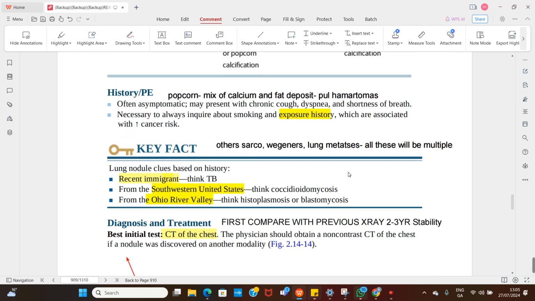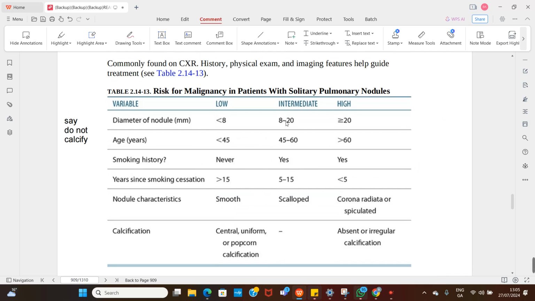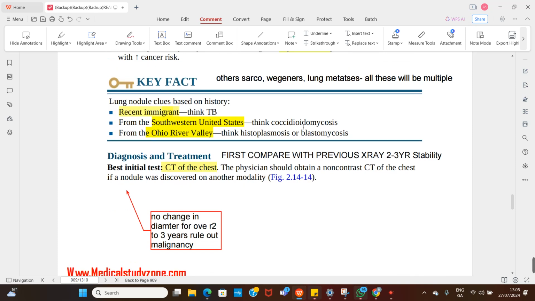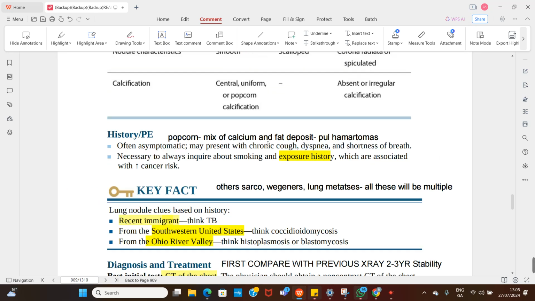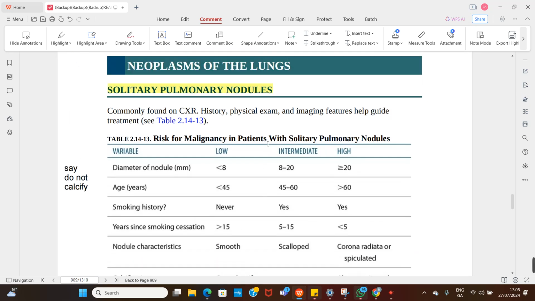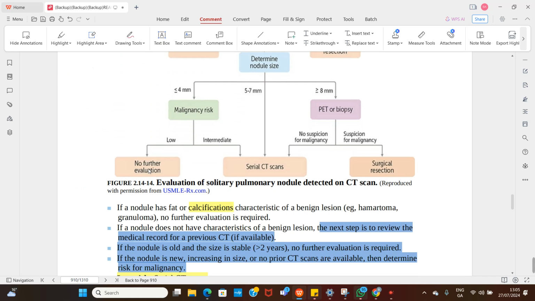If what you are getting is between 5 to 7, you have calculated it, you fell in between intermediate and low, then you look at the size. It's between 5 to 7. Then the next thing you are going to do is serial CT monitoring. But if what you are getting is 4 or less, then you want to look at the other parameters aside from the size that support malignancy. If you are not getting anything, you just stop. If you are getting something, you do your serial CT scan.